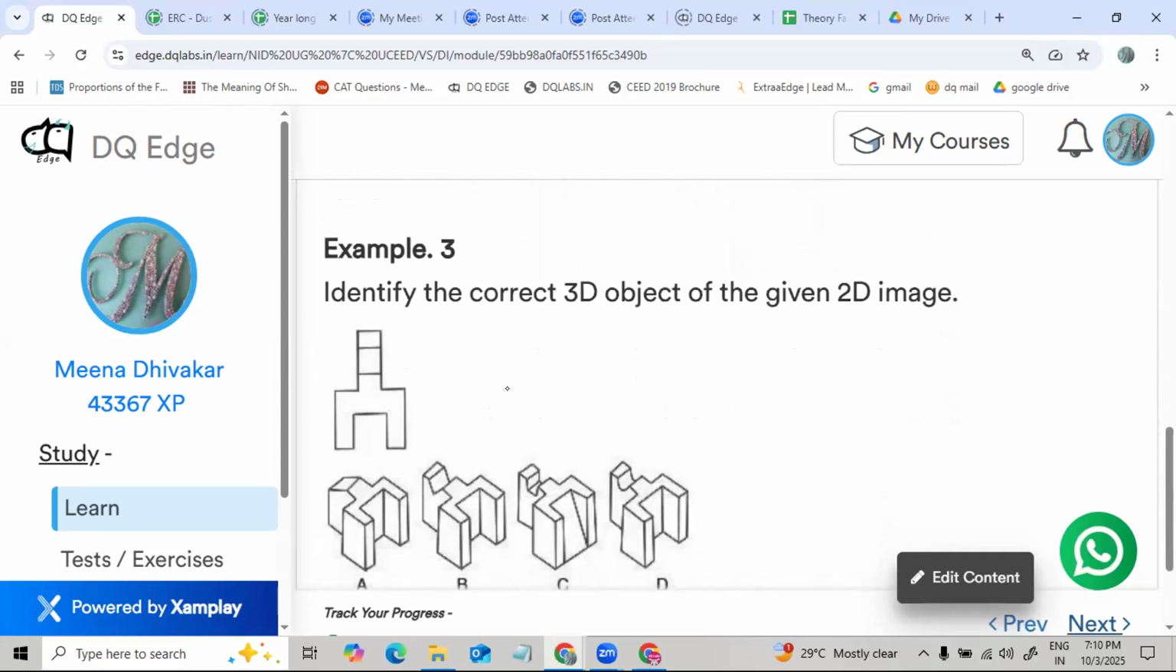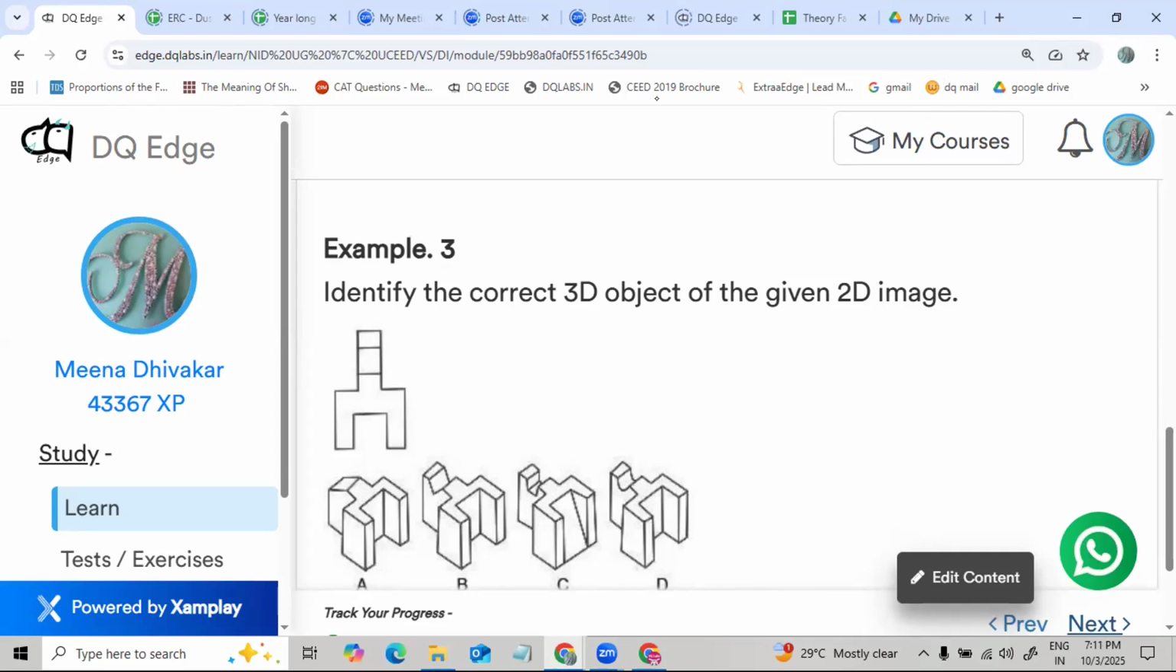Coming to this point now. Which one is the correct 3D figure for this particular 2D? Ma'am, option D. Okay. Do everybody agree with option D? Yes, ma'am. Why option D? Why not option B? Ma'am, because I counted the surfaces which are three, so only in that you're getting proper three surfaces.